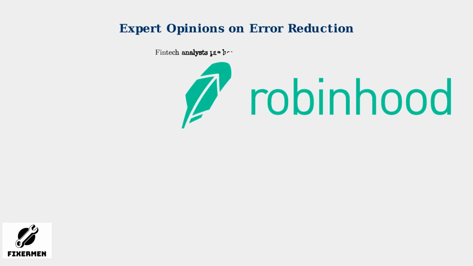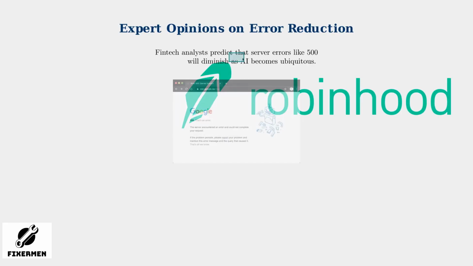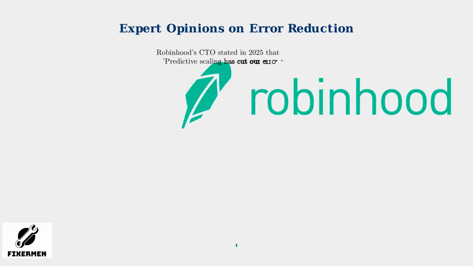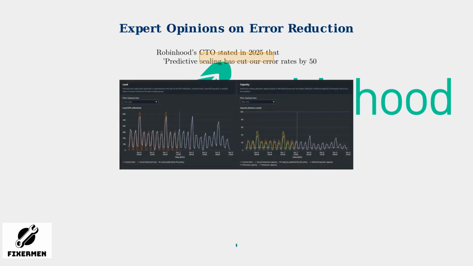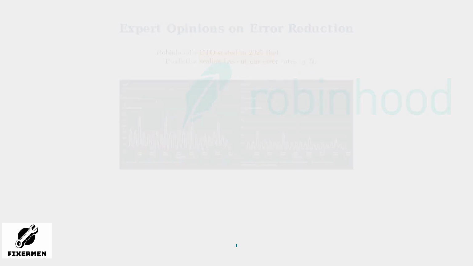Fintech analysts predict that server errors like 500 will diminish as AI becomes ubiquitous. Robinhood's CTO stated in 2025 that predictive scaling has cut our error rates by 50%, emphasizing proactive monitoring.